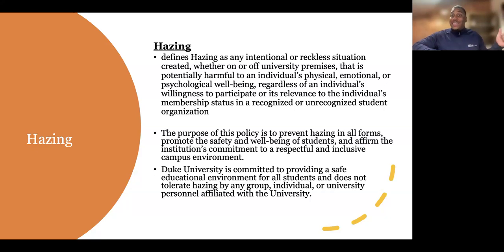So again, hazing is defined as any intentional or reckless situation created, whether on or off university premises, that is potentially harmful to an individual's physical, emotional, psychological well-being, regardless of an individual's willingness to participate or its relevance to an individual's membership status in a recognized or unrecognized student organization. For those who are planning on joining student organizations, whether they are recognized or unrecognized, be mindful that this is applicable to any individual Duke student that's involved. The purpose of this policy is to prevent hazing in all forms, promote safety and well-being of students, and affirm the institution's commitment to an inclusive campus environment, but also a respectful one and a safe one. And again, hazing is also against federal law as well. So with that, we'll get into the details of it, and the fullness of this policy is also on our website. Next slide.